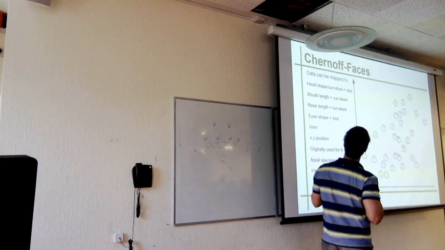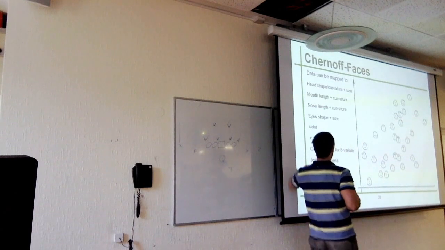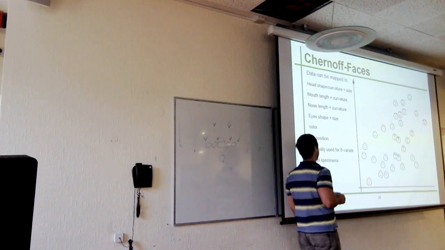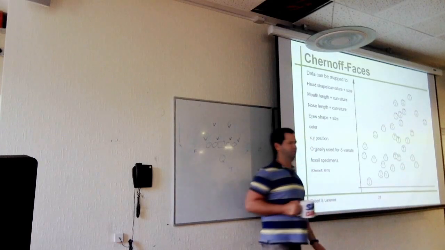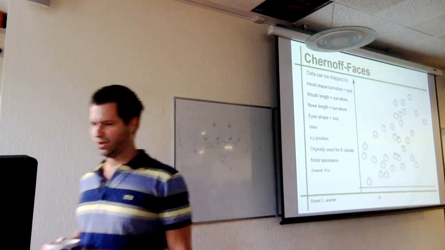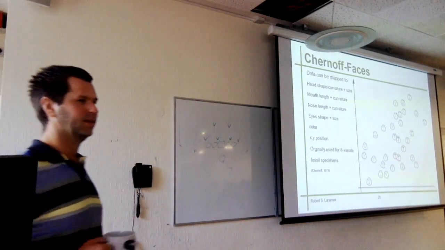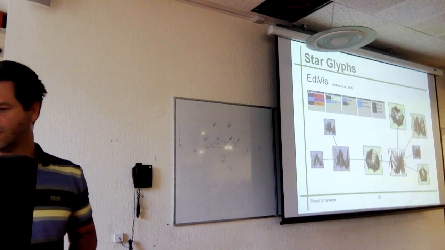Head curvature, mouth length and curvature, nose length and curvature, eyes, shape and size, color, XY position. And if you look at the original paper, it's used to encode 8 different variables of fossil specimens. That's the original paper from 1973. They're quite famous. So we mentioned them.